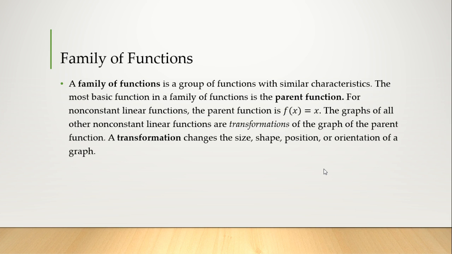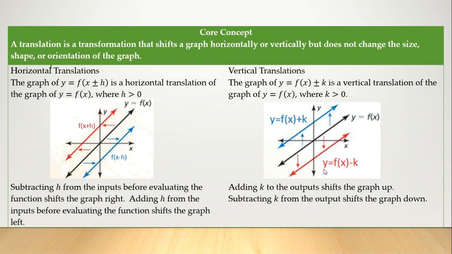It's important that you be able to distinguish how multiplying by a 2 creates a different type of transformation than does adding a 2. And that even where you add, subtract, multiply, or divide these numbers also makes a difference to what type of transformation occurs. The first transformation we're going to talk about is a translation. A translation is a transformation that is going to shift a graph horizontally, left or right, or vertically, up or down, but does not change the size, shape, or orientation of the graph.